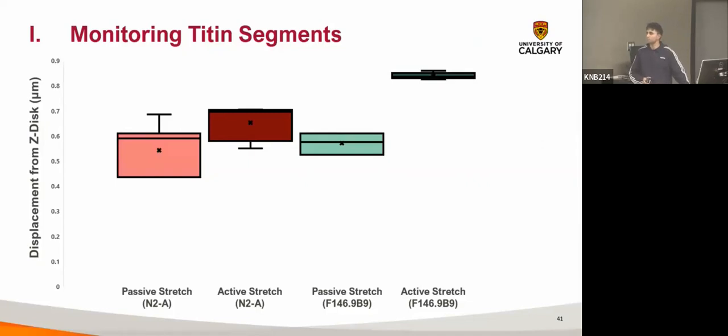So then the argument being, you have the bigger PEVK stretch, because if I stretch the half sarcomere by the same amount, now more needs to be taken up by the PEVK than in the other situation where it doesn't bind. Yep.